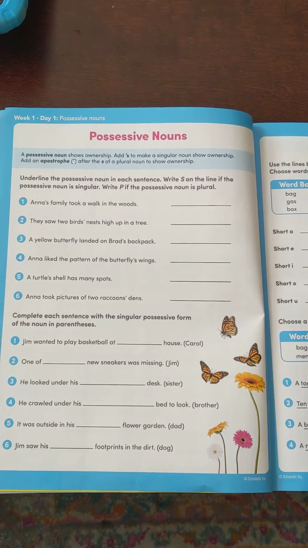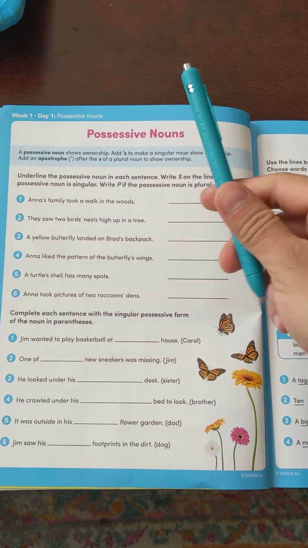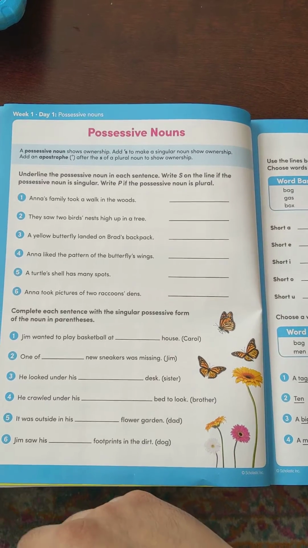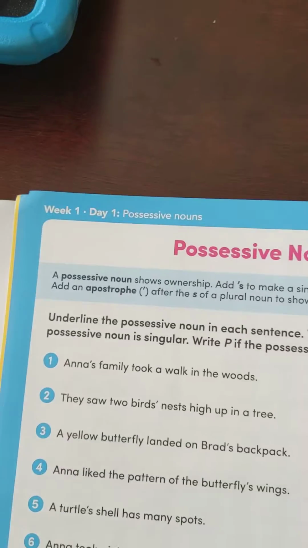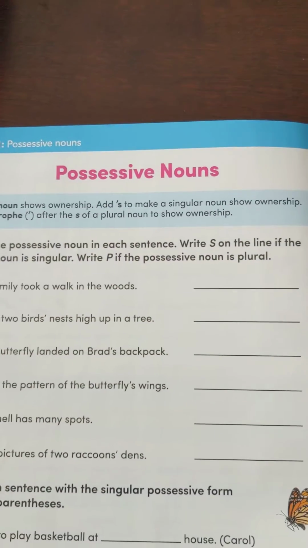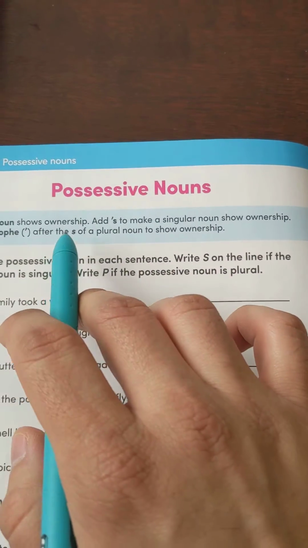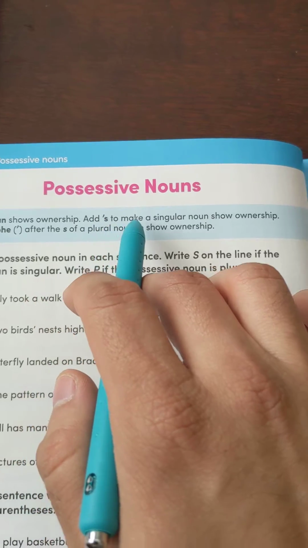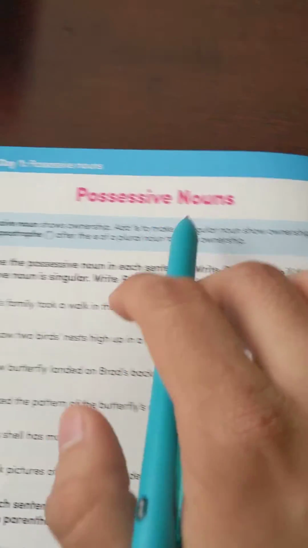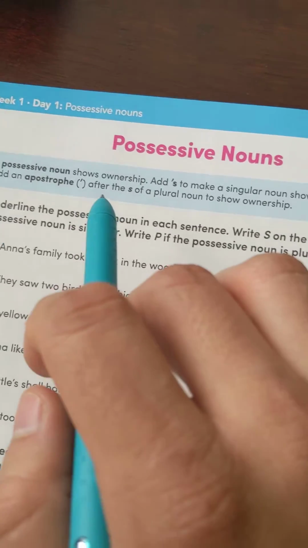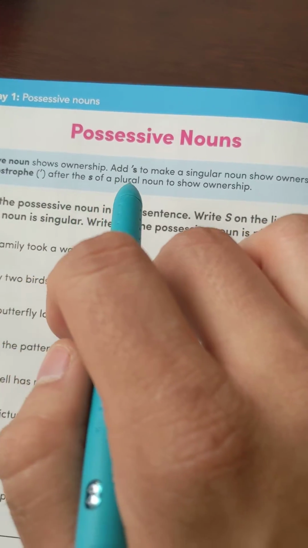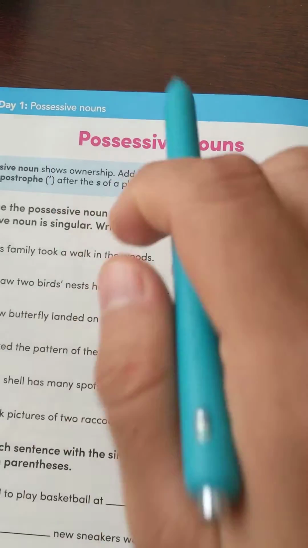Alright, so today we're going to talk about one of your activities for day one, possessive nouns. This is a new thing we haven't really talked about in class, but most of you might be able to get it. So the directions say a possessive noun shows ownership. Add apostrophe s to make a singular noun show ownership. Add an apostrophe, that's just a flying little comma up there, after the s of a plural noun to show ownership. So that's what it is.